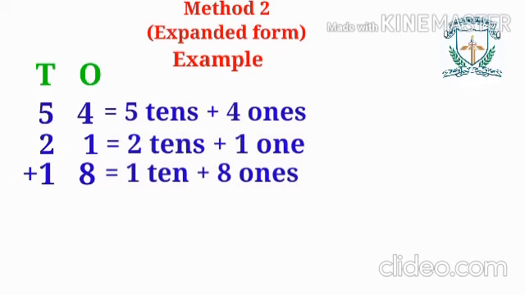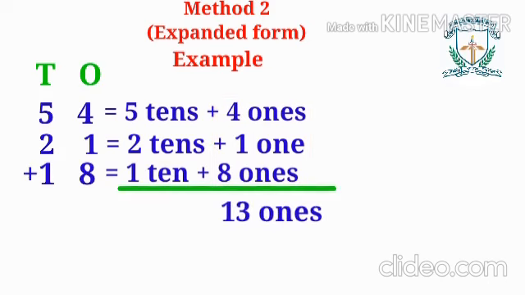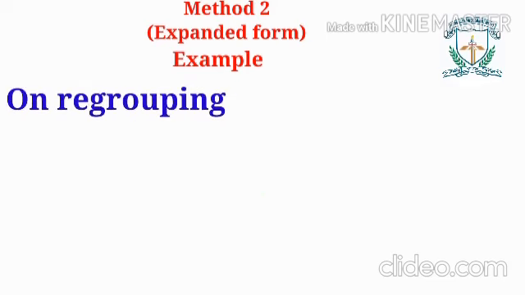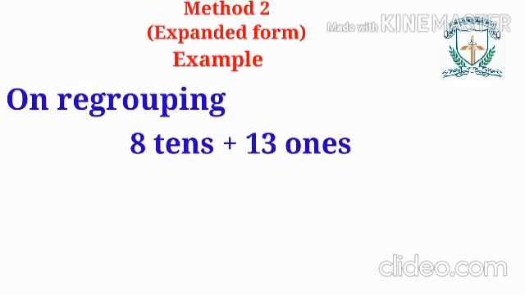Now we are adding all the ones place digits. Then we get 13 ones as the answer or sum. Now we'll add all the tens place digits, that is 5, 2 and 1, and we get 8 tens as a sum. Now we are going to regroup this answer, that is 8 tens plus 13 ones.